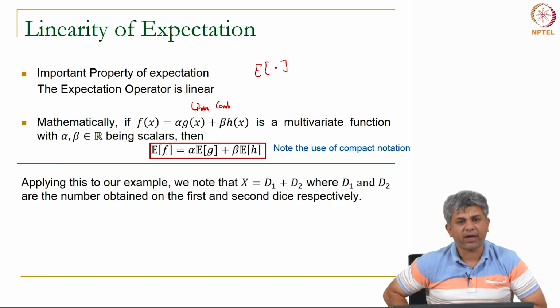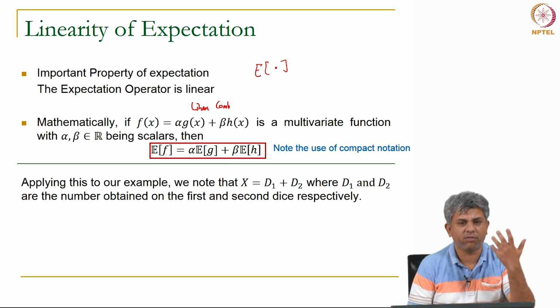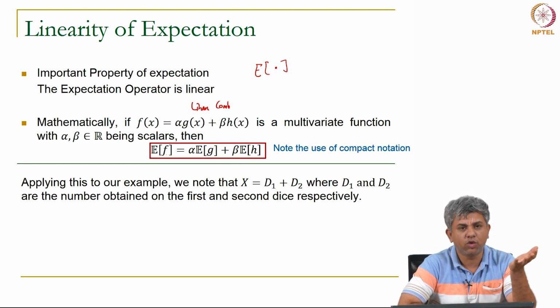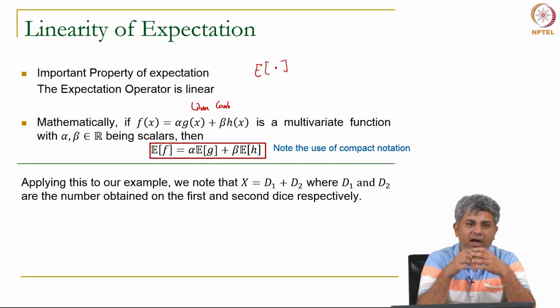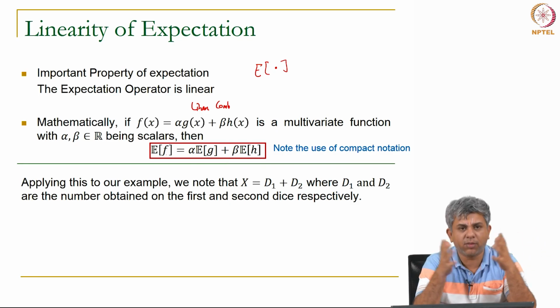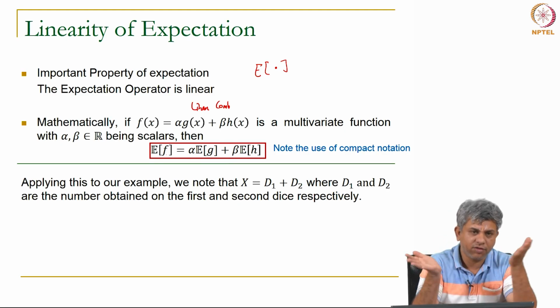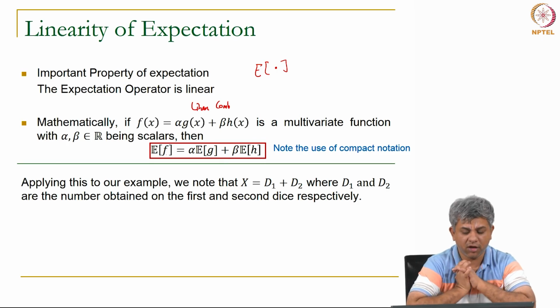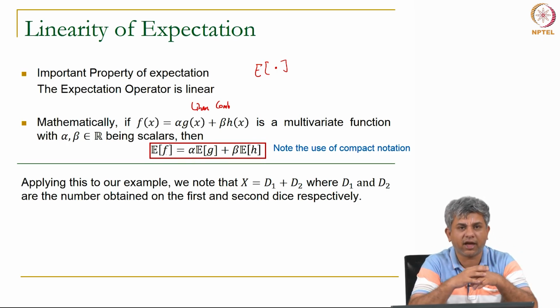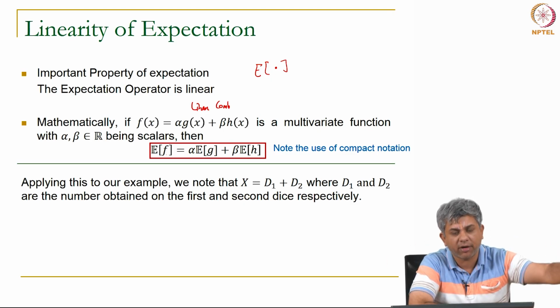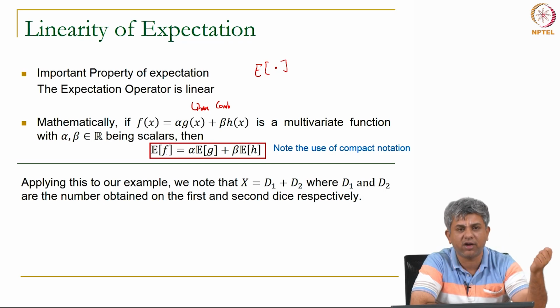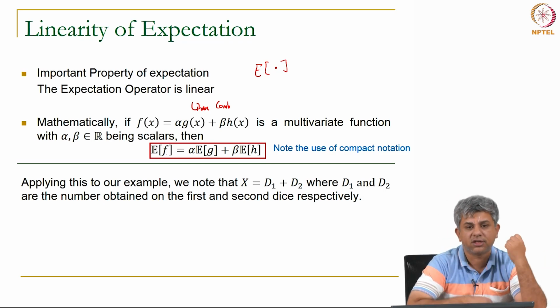I will prove this shortly, but before that let us simply apply this to our 2 dice case. Remember that in order to find the expectation of the 2 dice, we first had to find the probability distribution of each of those different outcomes, and then do the expectation calculation. But suppose we notice that the 2 dice are essentially 2 different random variables summing together, d1 and d2, where d1 is the value that you got from the first dice and d2 is the value that you got from the second dice.